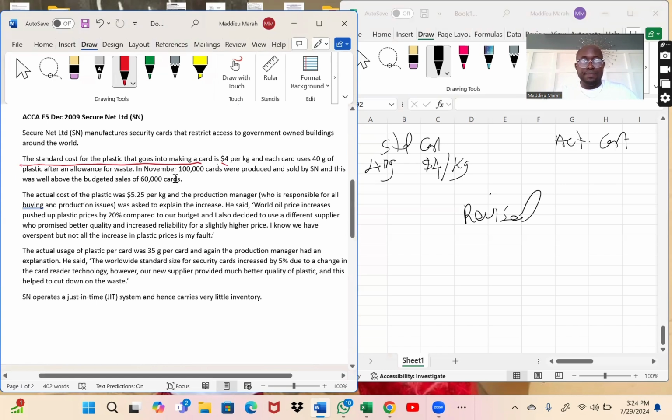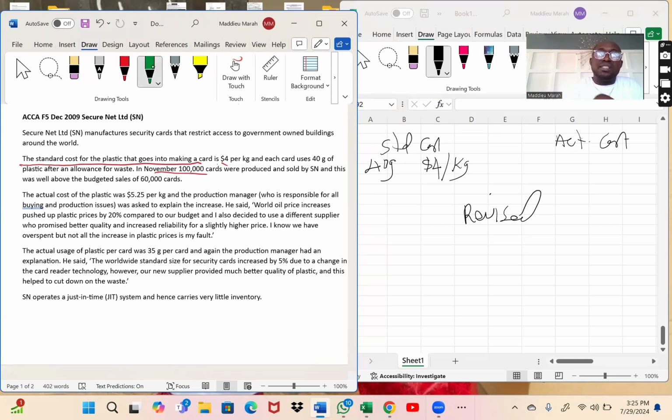In November, 100,000 cards were produced. Actual production. Very important. Actual production were produced and sold by SN. And this was well above the budgeted sales of 60,000. So we budgeted 60,000 cards. That's our budget. But actual production was 100,000. Very important information.